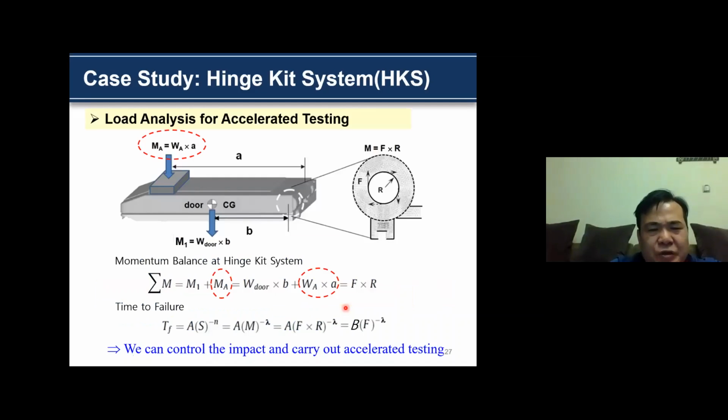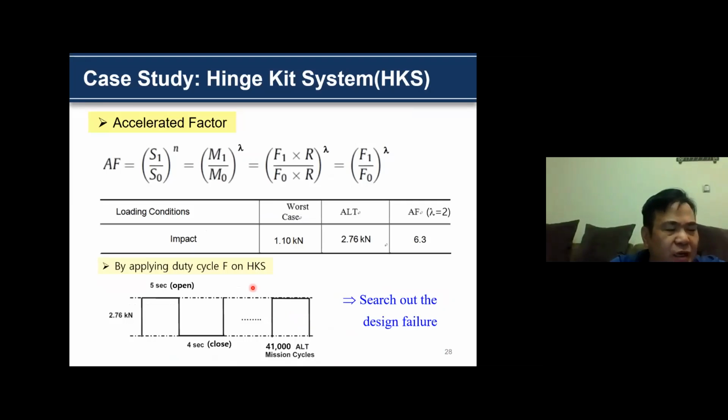This is a load analysis of the accelerated testing. Normally the hinge kit system is subject to the door weight only. To increase the impact, we added additional weight. The time to failure depends on the moment and the impact. By controlling the impact, we can carry out accelerated testing. I will explain how to calculate the accelerated factor.